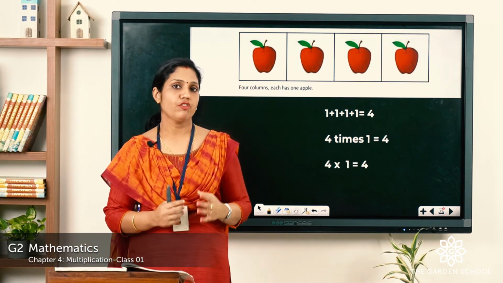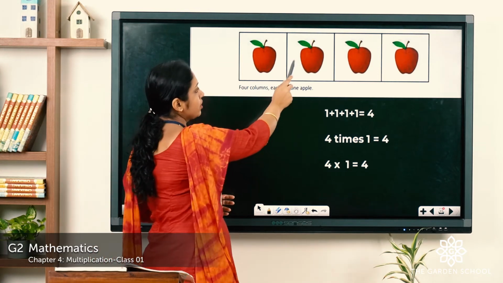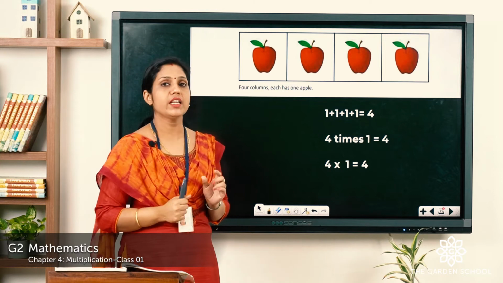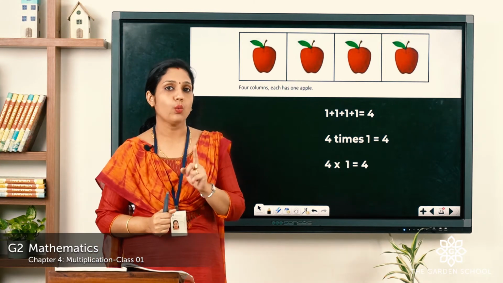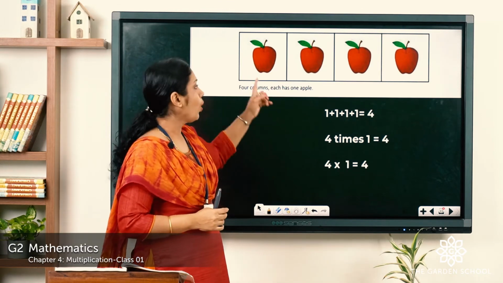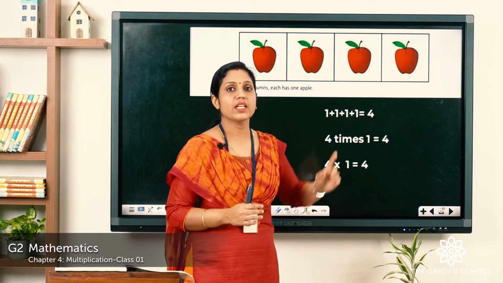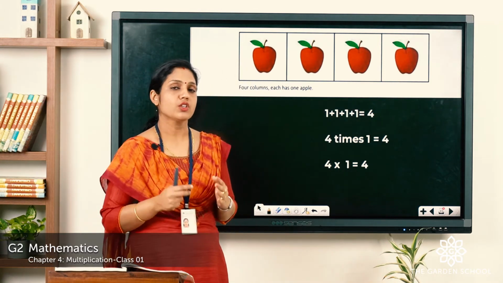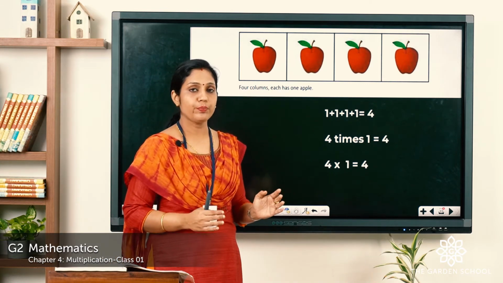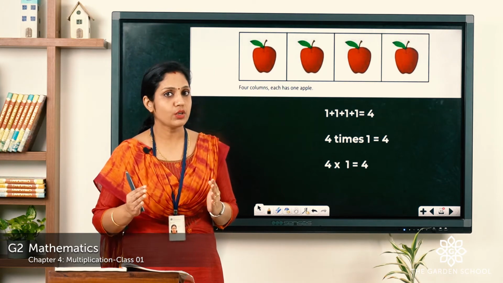Here you can see 4 apples, and how many groups are there? You can see 1, 2, 3, 4. 4 groups are there, and in each group there is only 1 apple. So how can we write this? We can write it as 1 plus 1 plus 1 plus 1. That is in the repeated addition form. So how much do you get? 1 plus 1 is equal to 2. 2 plus 1 is equal to 3 and 3 plus 1 is equal to 4.